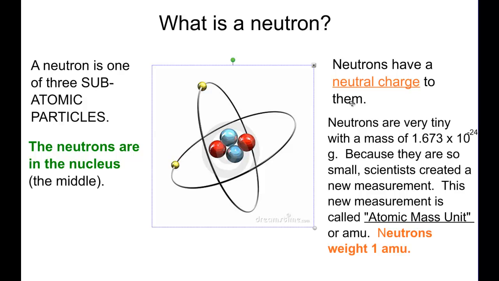All right, and they have a neutral charge. Neutral charge means that they don't have a positive or a negative. They have a charge of what we just write as 0. Okay, they have no charge, meaning they don't conduct. They're not part of electricity. If you put a magnet near them, the magnet will have no effect. It's just neutral, no charge.